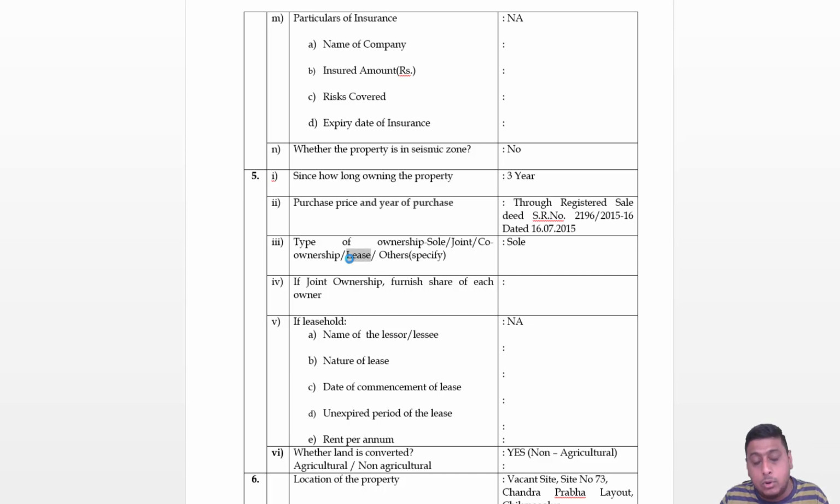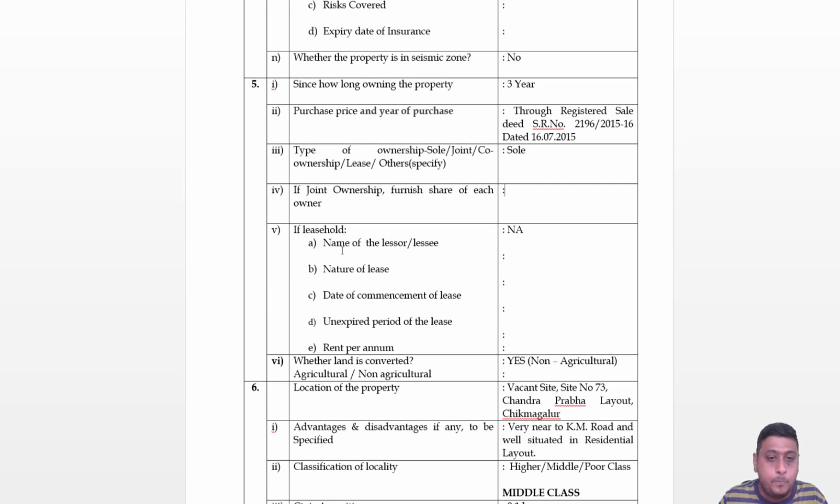Lease property means most of the industrial sites. Okay, the government will give the property for a 99-year lease. We cannot purchase the land. We are going to give a lump sum amount to the government of India and they are going to lease the property to us. We are going to enjoy the property for 99 years. In that situation, we have to mention this. If the property is joint ownership, we have to furnish the share of person A, B, C, and so on. We should mention it here.